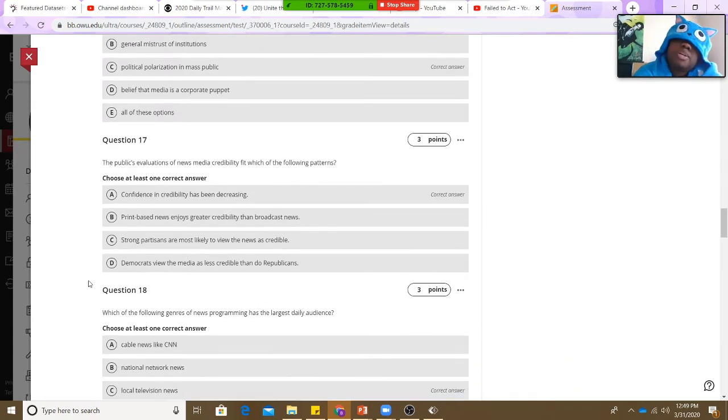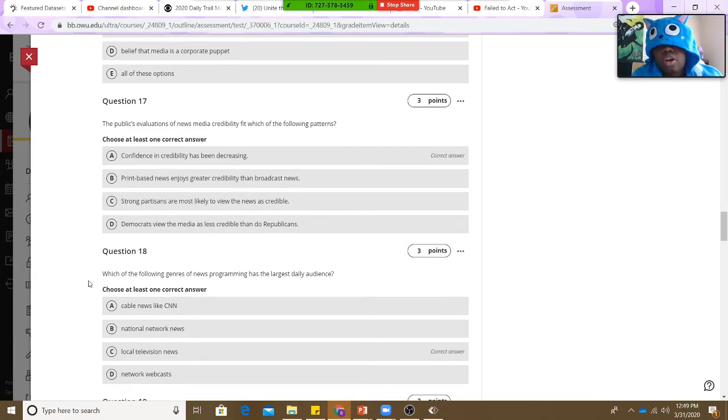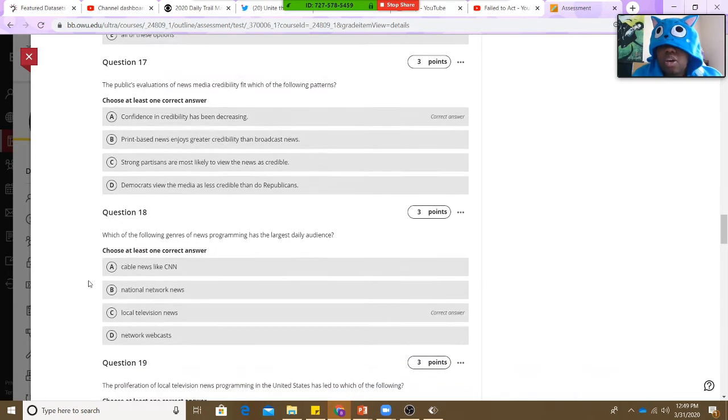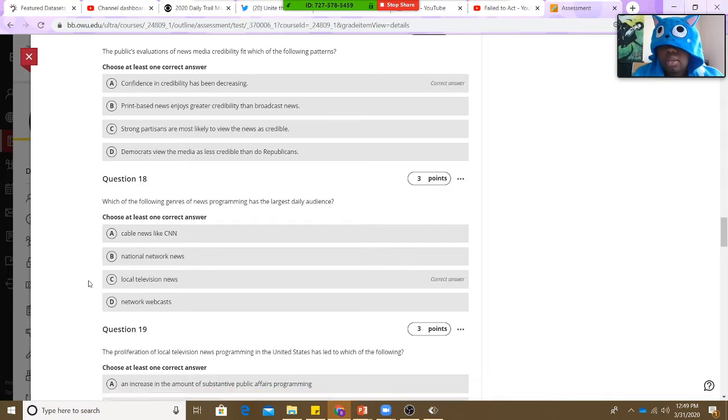17, the public's evaluations of the news media credibility fit within which of the following patterns? That's A, confidence and credibility has been decreasing. 18, which of the following genres of news programming has the largest daily audience? That is C, local TV news.